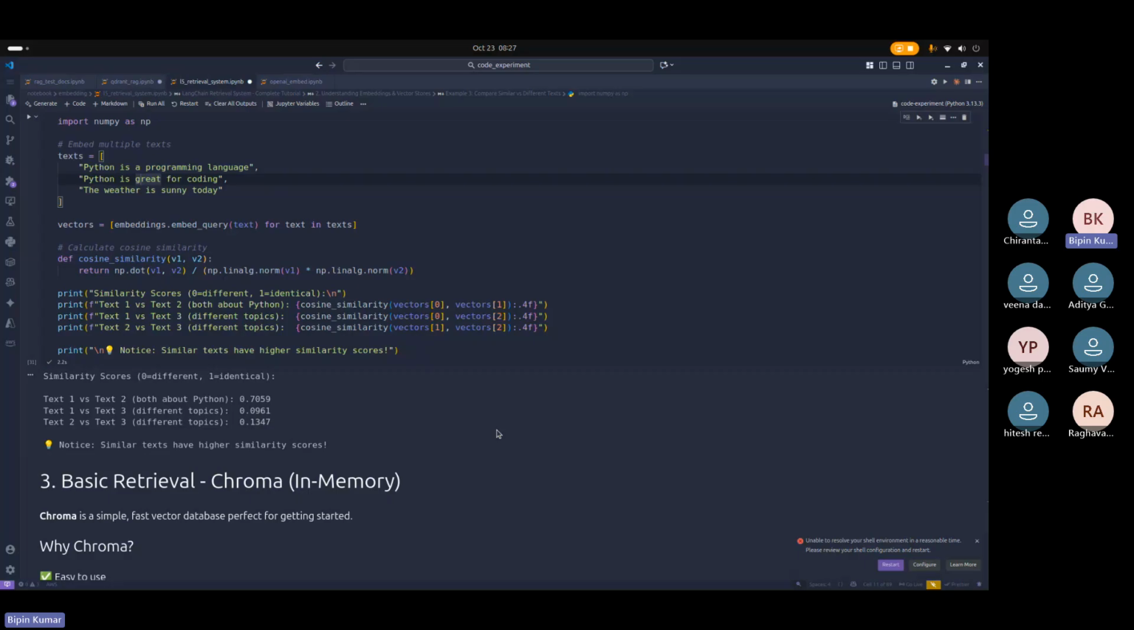And then 2 and 3. So "Python is great for coding" and "weather is sunny today." Okay. So here also the value is less, right?